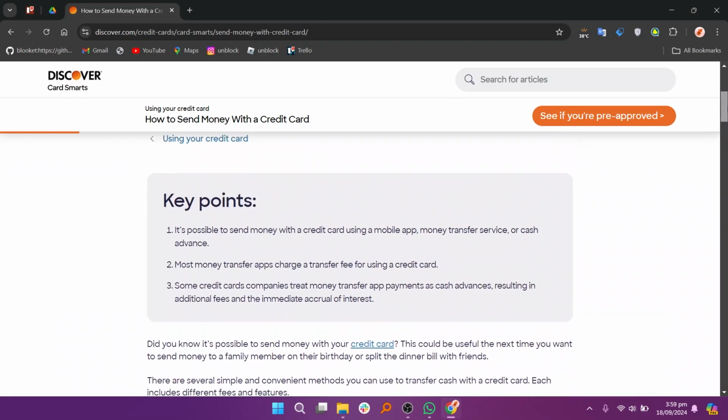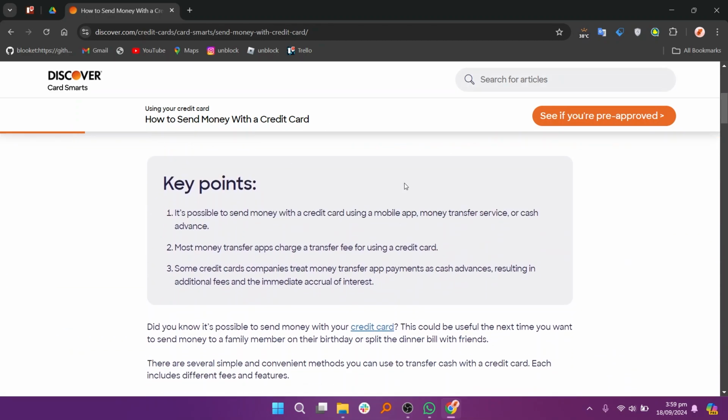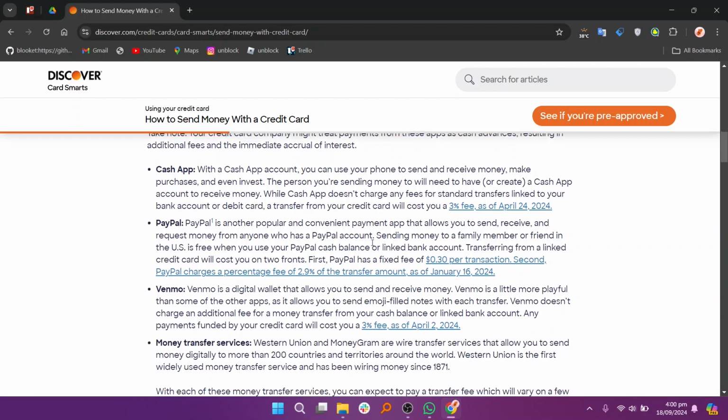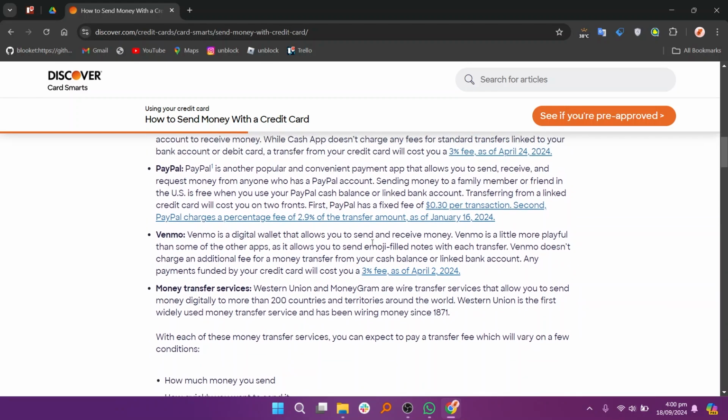Start by linking your Discover credit card to a payment service such as PayPal or Venmo. Then, open the app or website of the payment service and add your credit card details. Next, add your bank account information to the payment service. This is necessary for transferring funds from the service to your bank account.